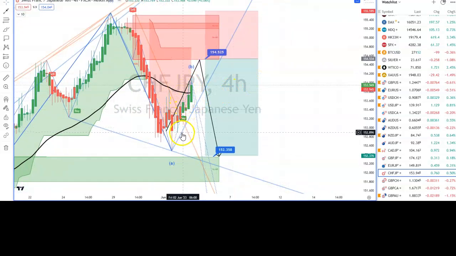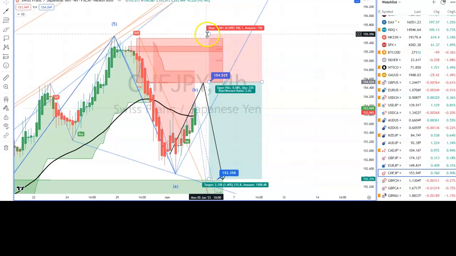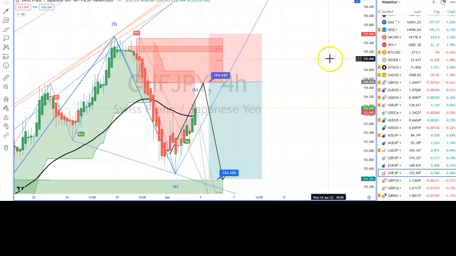So here we go with the Swiss yen. This is the final one before I go into my favorites. And so I'm expecting the price to move up to this order block here at 154.52. You can put an order in ready if you want to. Make sure your stop is above the resistance area up here, and the target is 152.35.